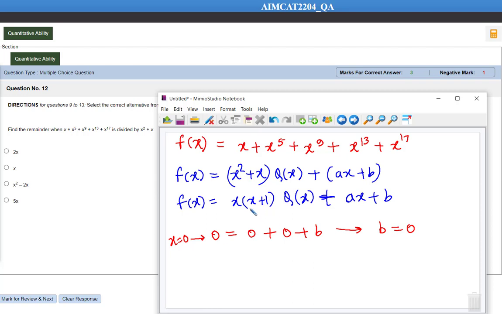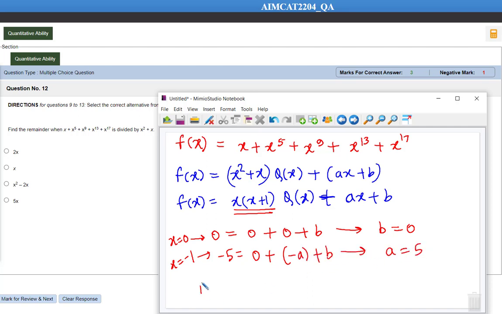Okay, so now over here to make this 0, I am going to put x is equal to minus 1. If I put x is equal to minus 1 in f of x, it is going to be minus 1 times 5, that is minus 5, is equal to 0 plus minus a plus b. Okay everyone, so a is equal to 5.